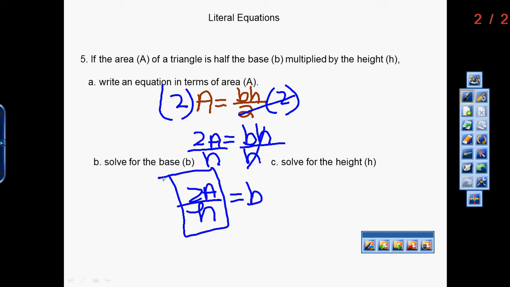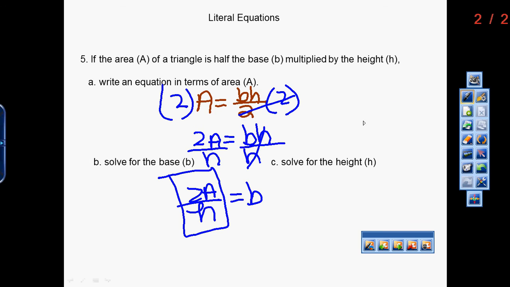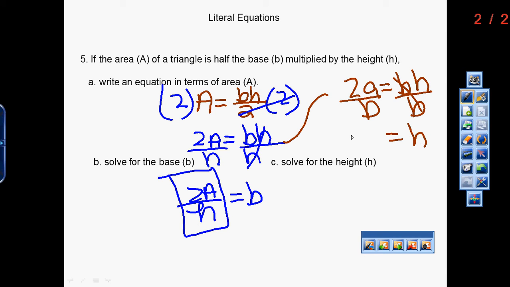Now, what if I was solving for H? We can see that I'm really going to start off with a part of this same equation, right? I'm going to take it from this step. But because I'm solving for H, once I have 2A equals BH, what am I going to divide by? That's correct. I'm going to divide by B. And so then I have my height, which equals 2 times A divided by B. Good job.